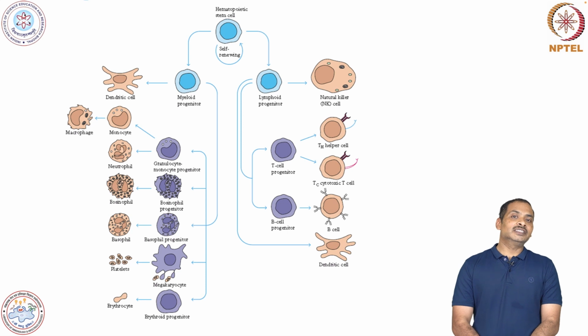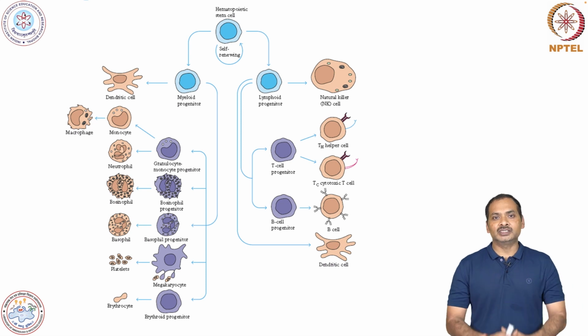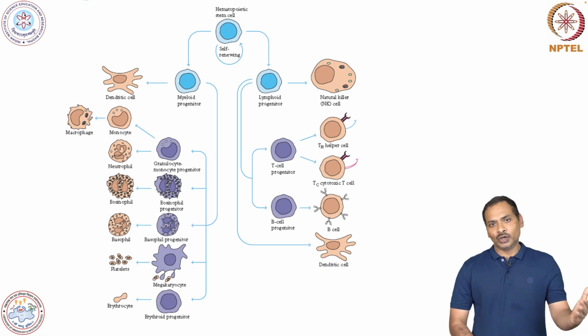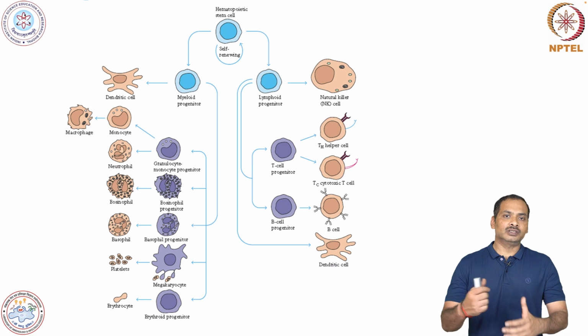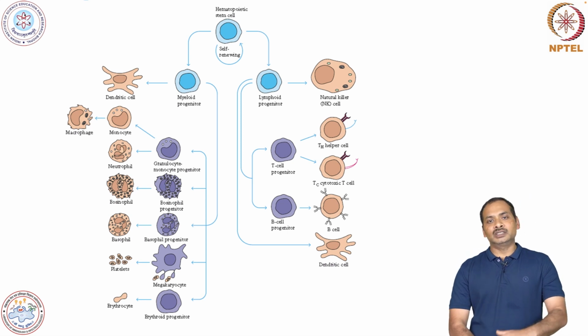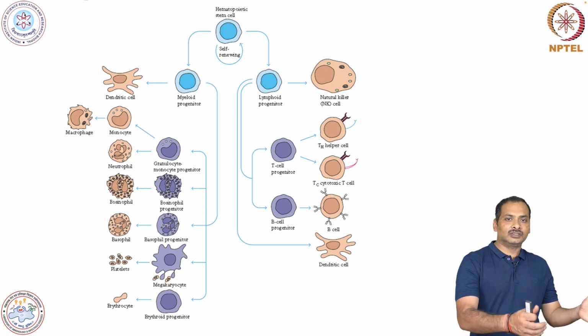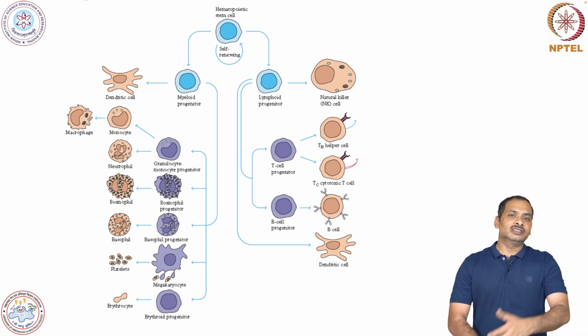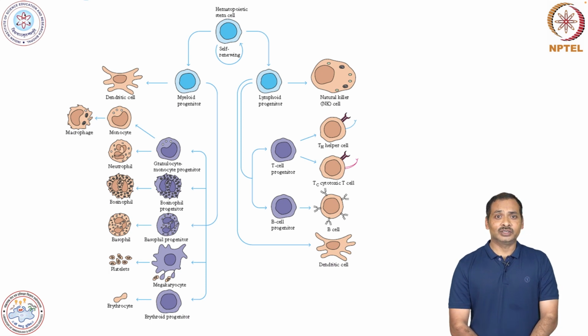Okay. And these hematopoietic stem cells basically differentiate into two major lineages. One is myeloid and another is lymphoid. And this myeloid and lymphoid lineage basically give rise to a set of cells. So, myeloid cells basically give rise to dendritic cells, as you can see in this slide.